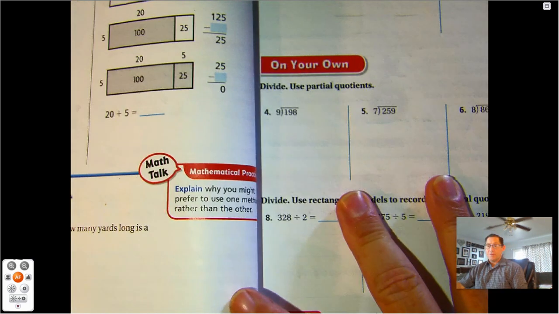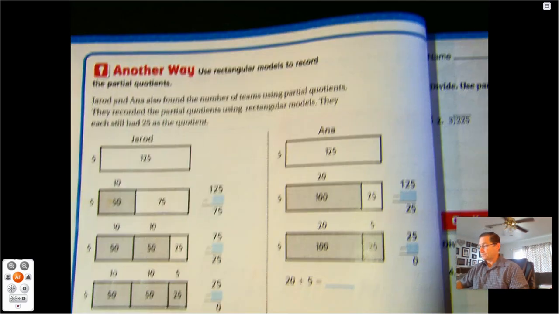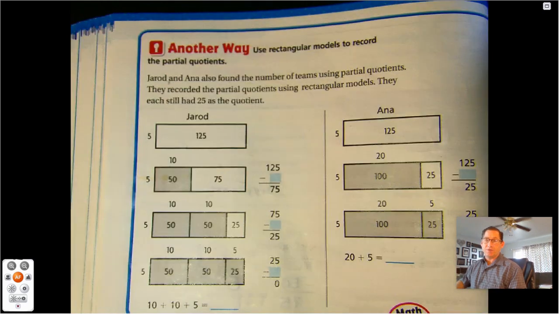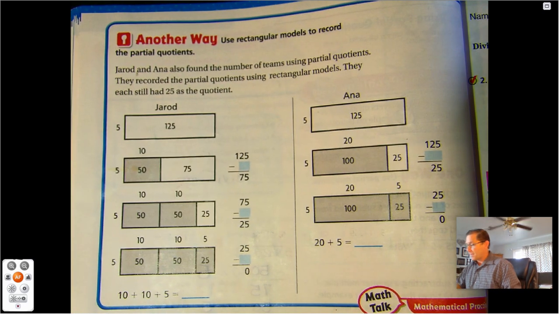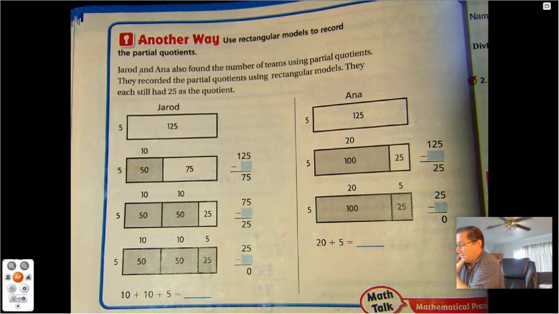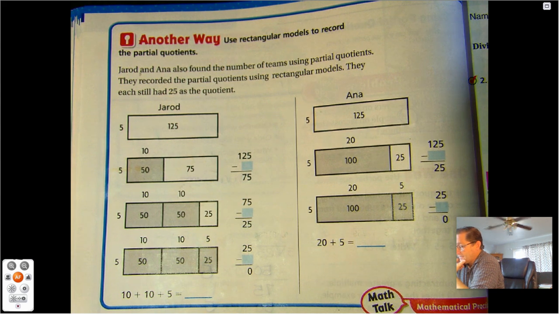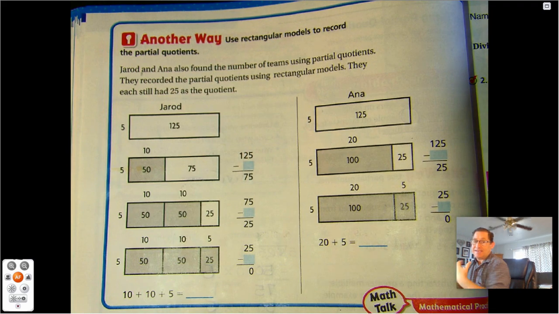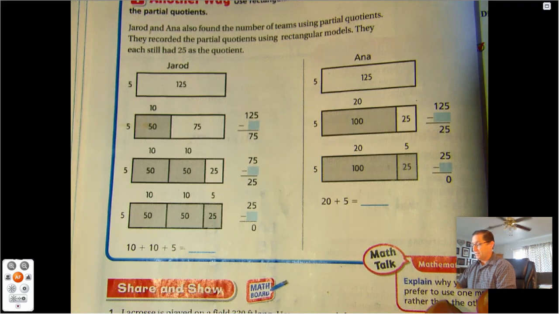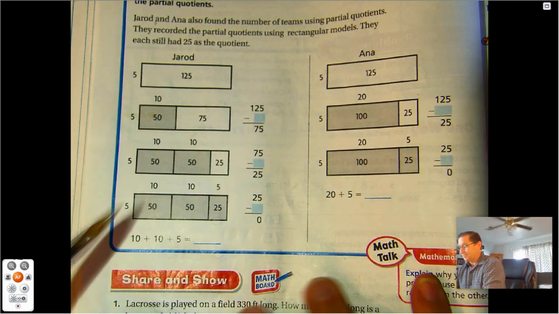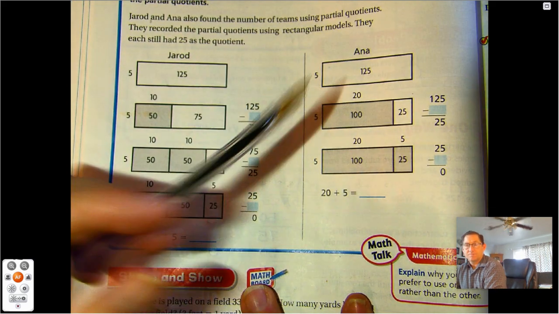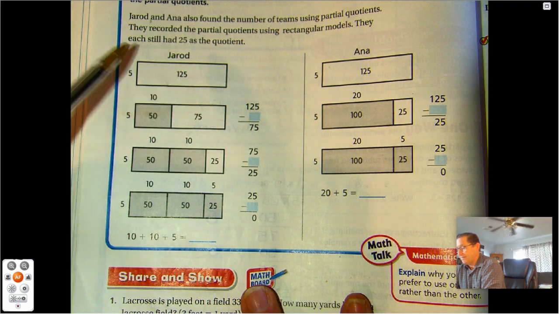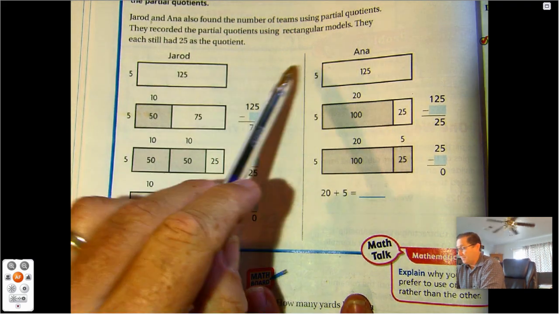So another way we could do this is to use rectangular models to record. And so Jared and Anna also found the number of teams using partial quotients. They recorded the partial quotients using rectangular models. They each still had 25 as the quotient. So let's see what they did. So we started with our total amount. So the whole rectangle is worth 125, and they're dividing both of them by 5.